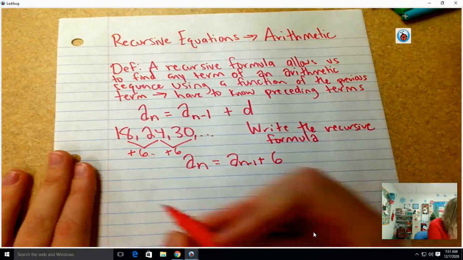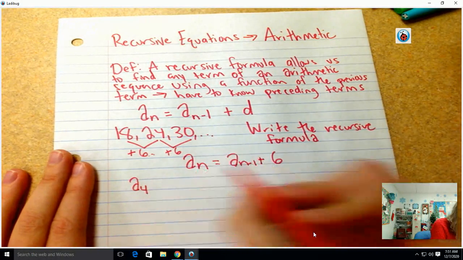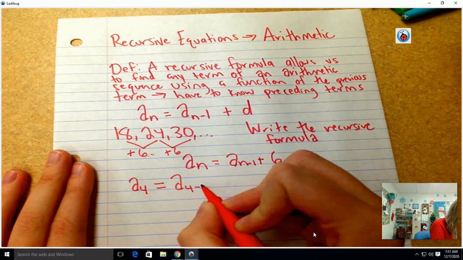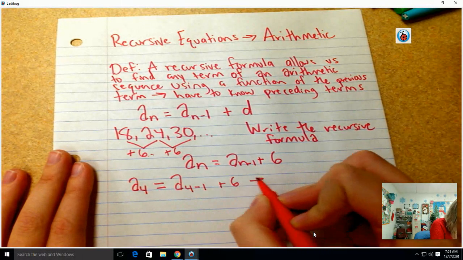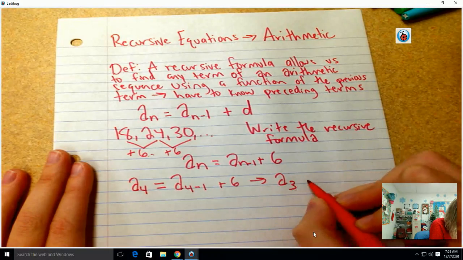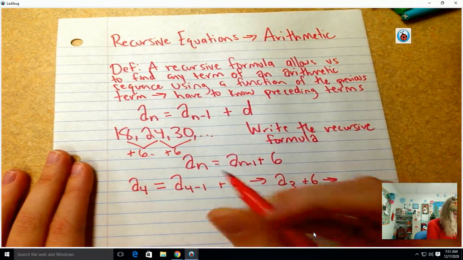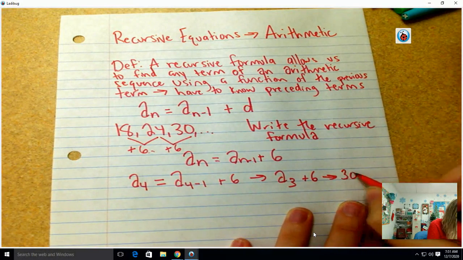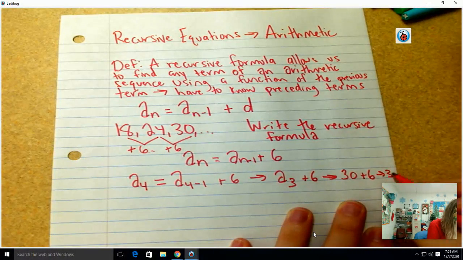So if we wanted to check that and find a_4, I'm going to need a_(4-1) plus 6, which gives me a_3 plus 6. Looking back to my sequence, my third term is 30. So 30 plus 6 is going to give me 36.